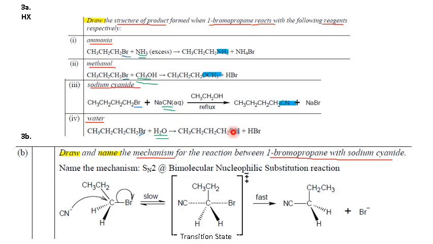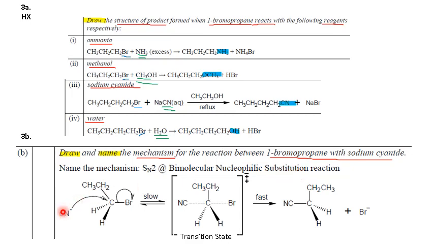So draw the structure formed. This is the structure formed. Actually you can also show the equation as well. 3b, draw and name the mechanism for the reaction between 1-bromopropane and sodium cyanide. This is a strong nucleophile, and this is a primary haloalkane. Strong nucleophile and primary haloalkane means that it will undergo SN2, which is bimolecular nucleophilic substitution reaction.